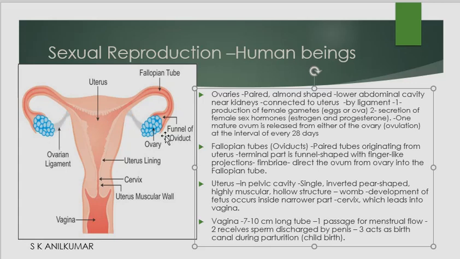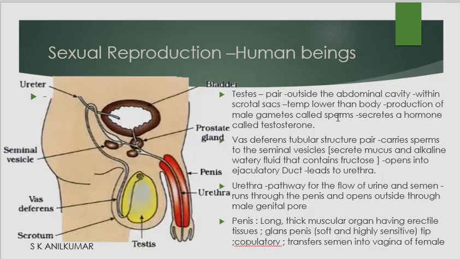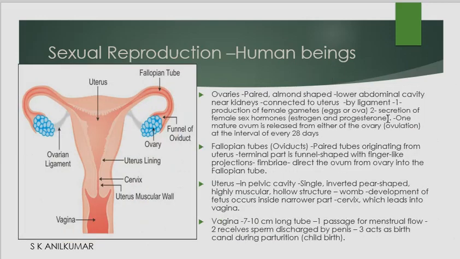It does two important things. One is production of the female gametes, that is the sex cells. Just like the sperm, the female gametes are the eggs or the ova. Second is secretion of the female sex hormones, which are estrogen and progesterone. Here we have seen the testis produces sperms and testosterone. Here the ovary produces estrogen and progesterone, and it also produces ova.